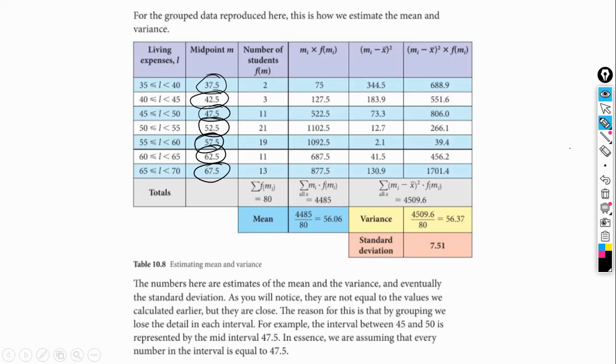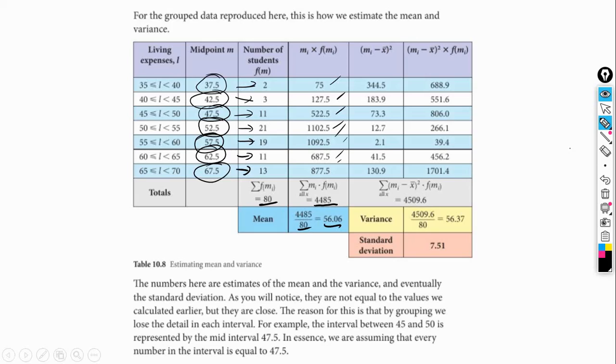So then we would have the midpoint, as I said, and next to that, the number of students, or the frequency, right? So this would be the frequency, the number of students for each set of living expenses. Sum them up and you get 80 students. Then we would find the mean by multiplying the midpoint times the frequency. So we get these numbers here. We add them up and we get 4,485. Divide that by 80, which is the number of students, and we get 56.6, which is an approximation to the mean.